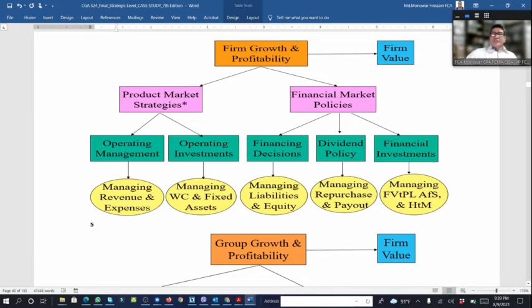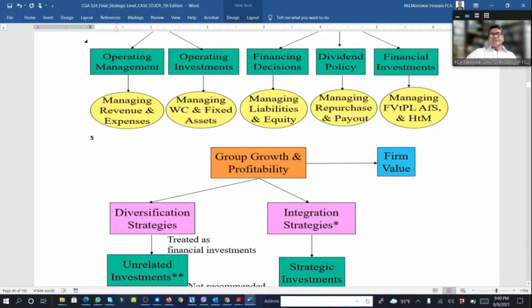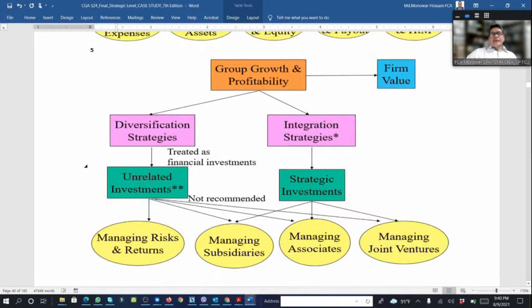If we accurately manage the product market and financial market, organizational growth and profitability will increase, and the value of the firm can be increased. In another way, growth and profitability also help firm valuation. So a diversification strategy, sometimes an integration strategy, can be taken, and both can help increase the value of the firm.